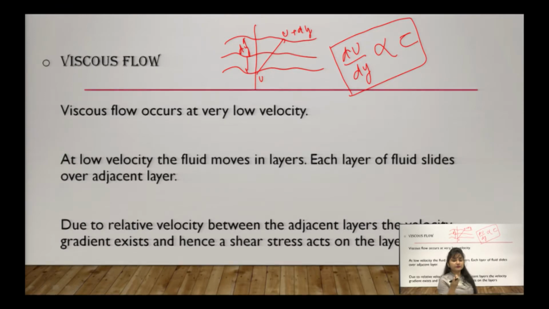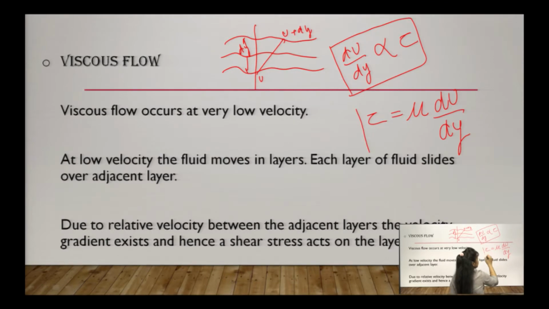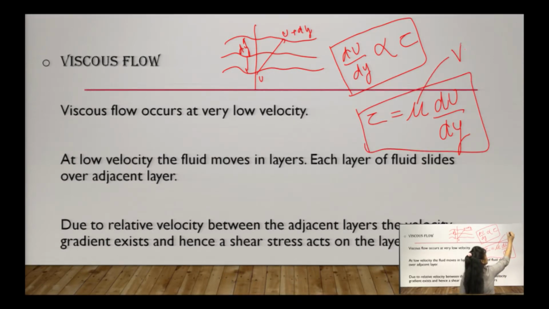One of the properties of fluid was viscosity. The viscous term is from the same property, and we have replaced this proportionality sign with a constant, mu del u over del y. Mu is nothing but the term viscosity.